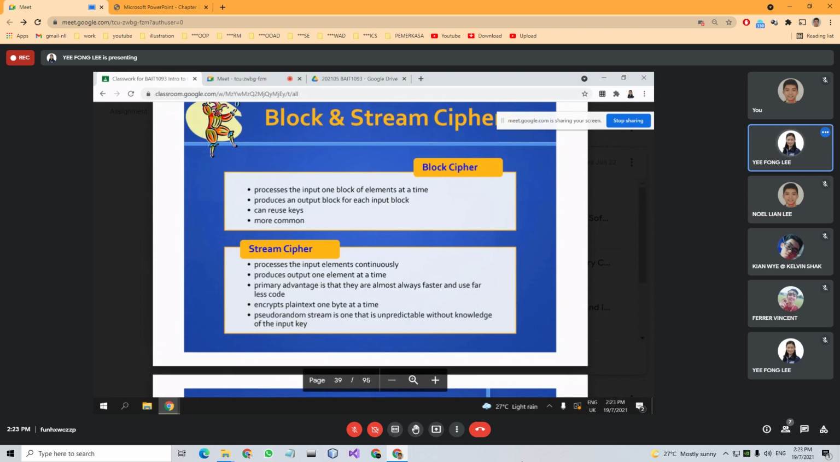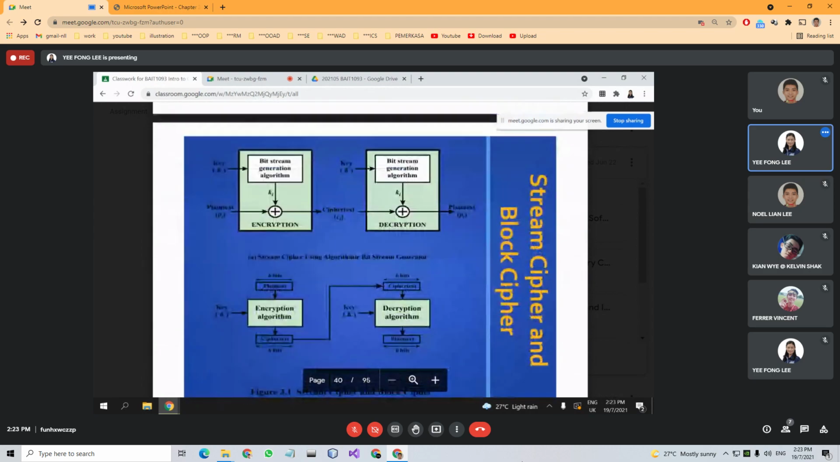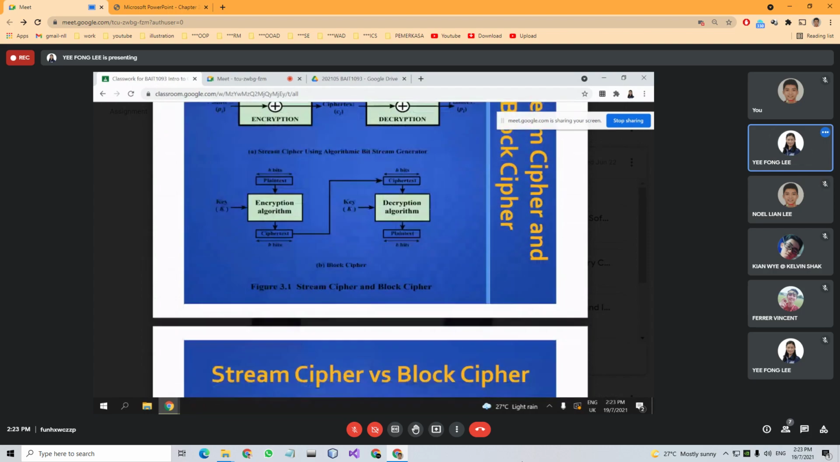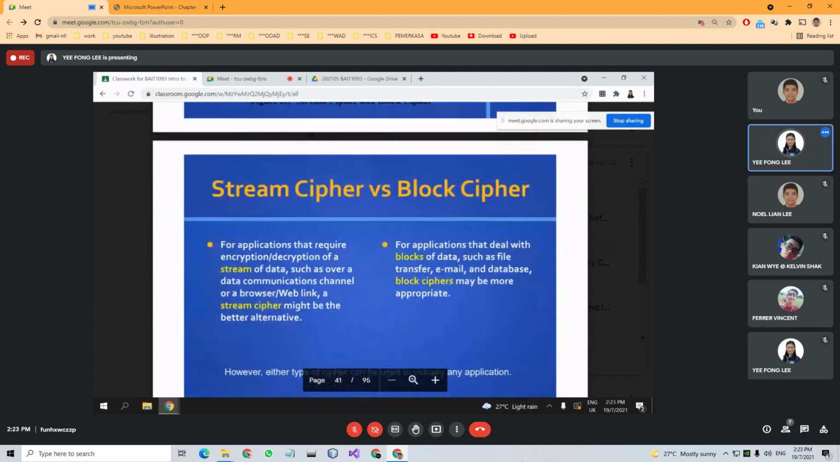Comparing both, block cipher is more common, but in certain applications where a stream cipher is more appropriate, then a stream cipher will be used. What are the examples? We have examples later on. This one is just a different diagram, but same concept.